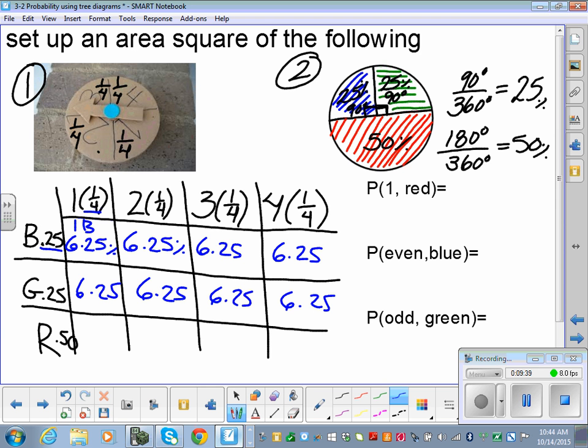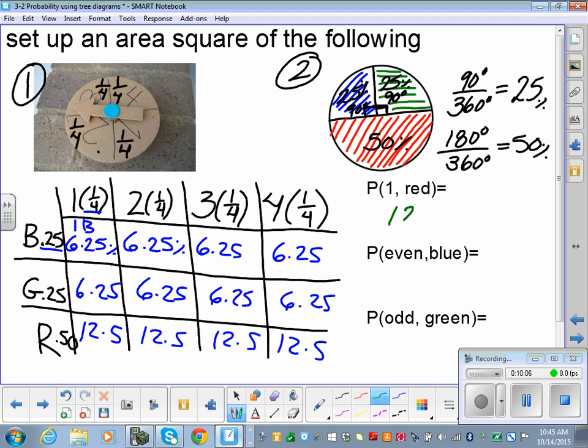All right, now this one is going to be different. 0.50 times 1/4. Good, 12.5% chance. Now, once again, I'm checking 1/4 times 0.50 is 12.5. Do you see how I filled in my area square? Okay, so now we can use that to answer the question. What's the probability of landing on a 1 and red? 1, red.